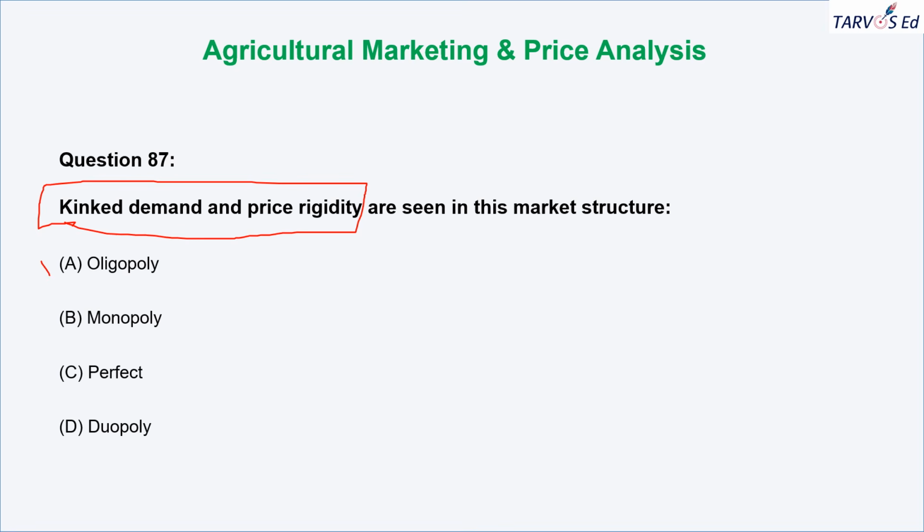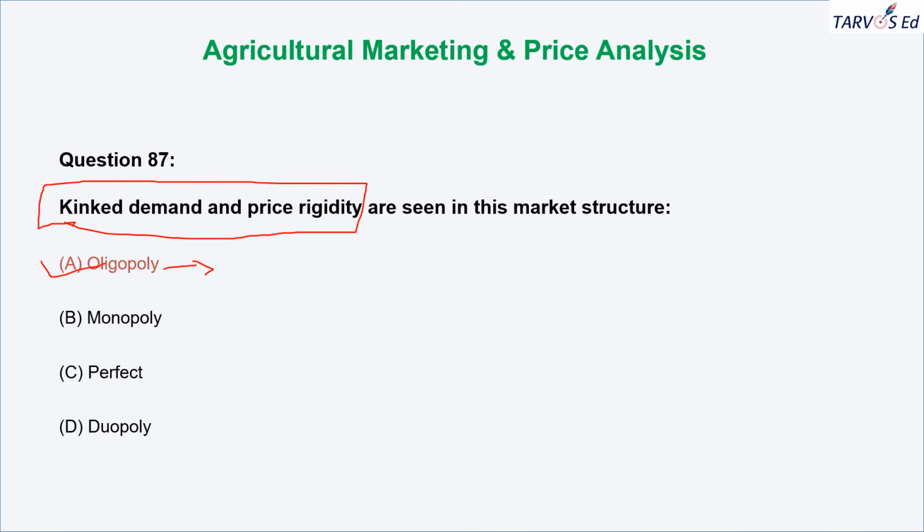The correct option is oligopoly. Okay. So they have given 4 types of market. So oligopoly means few sellers. There are only few sellers in the market. So obviously, when there are few sellers, the price will be rigid. Okay, one seller will change the price according to his competitors.